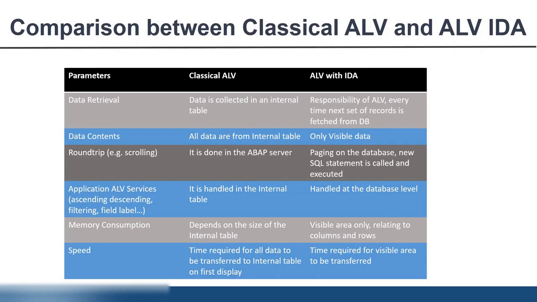Speed, obviously, in case of classical ALV, if the records are more, then you can see that the speed is slow. In case of classical ALV, if you have a really huge number of records, then you might face a timeout error. In case of ALV IDA, that doesn't happen. Since the HANA database has the capacity to handle a huge amount of data, that is why you can see better speed or better performance with ALV IDA.